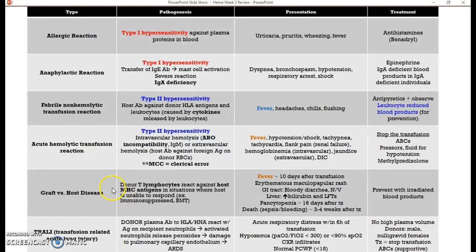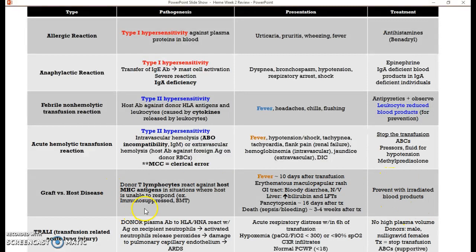Graft versus host is when T-cell lymphocytes in the blood that you're giving attack a very vulnerable immunosuppressed host, most commonly in a bone marrow transplant, and it attacks all your organs. It can attack your liver, your bone marrow, your GI tract. It can be very, very severe, and you need to prevent that by irradiating blood products to completely destroy all lymphocytes.